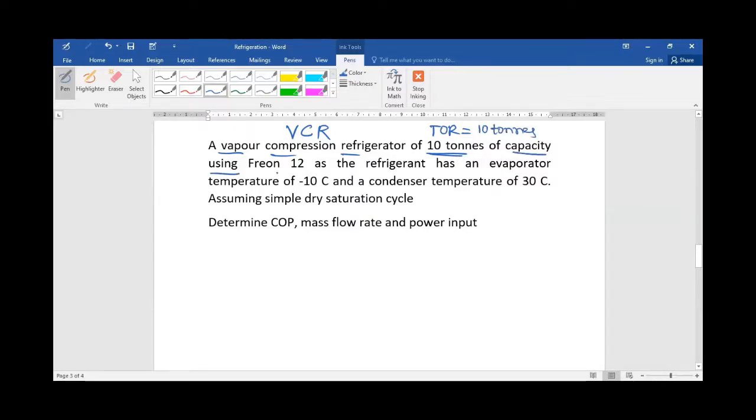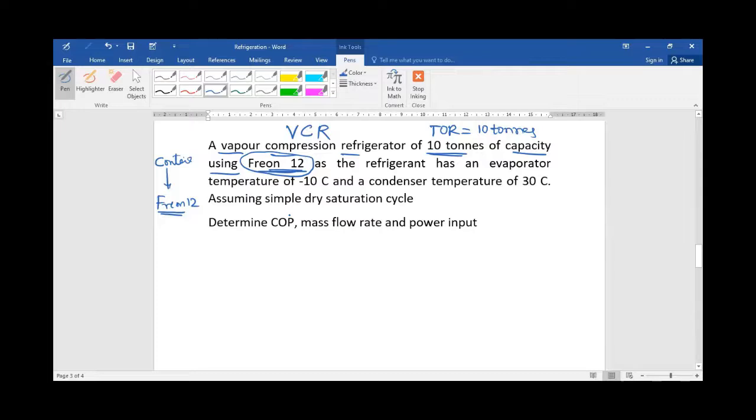Capacity, using Freon 12. So what type of refrigerant are they using in the given numerical? Freon 12. So in the thermodynamic data handbook, go to the contents, first page. There you will find Freon 12, properties of Freon 12. Then you will take some properties. What properties are required? We will explain here. Not to worry about it.